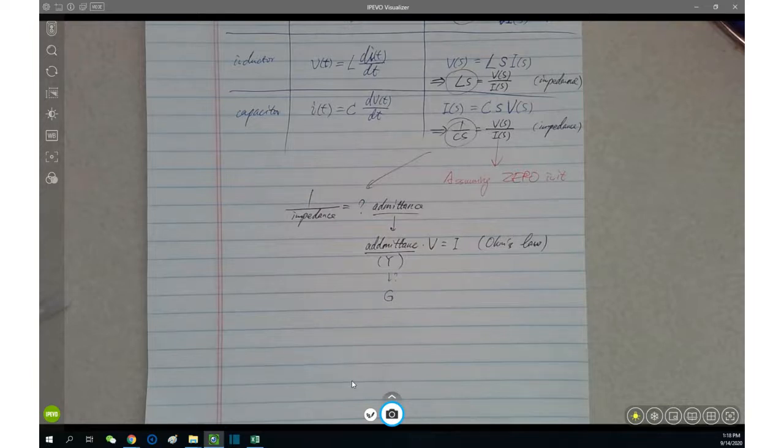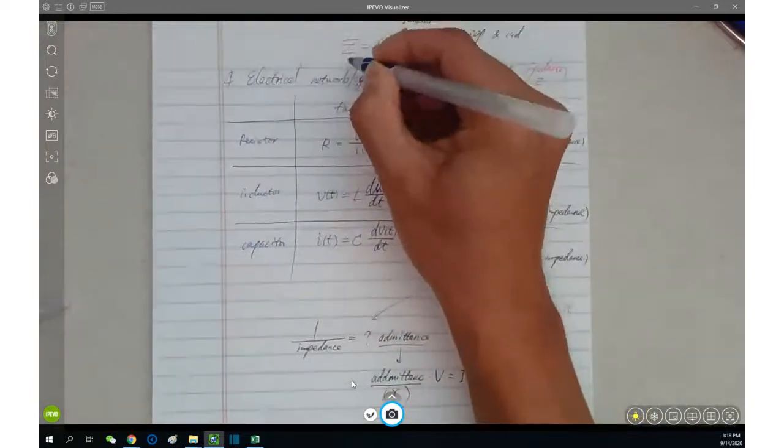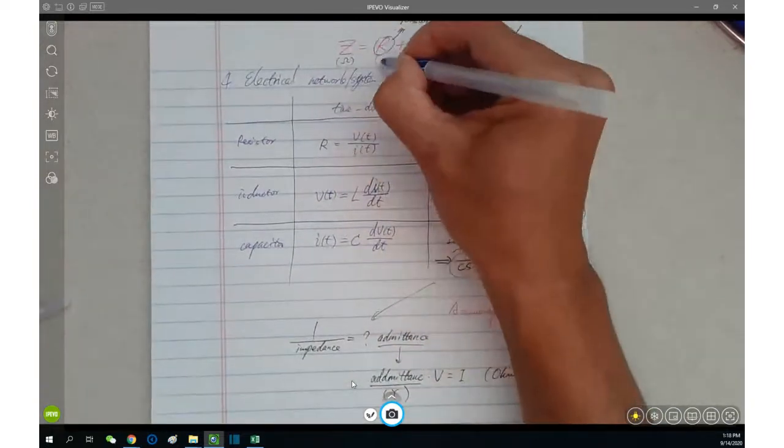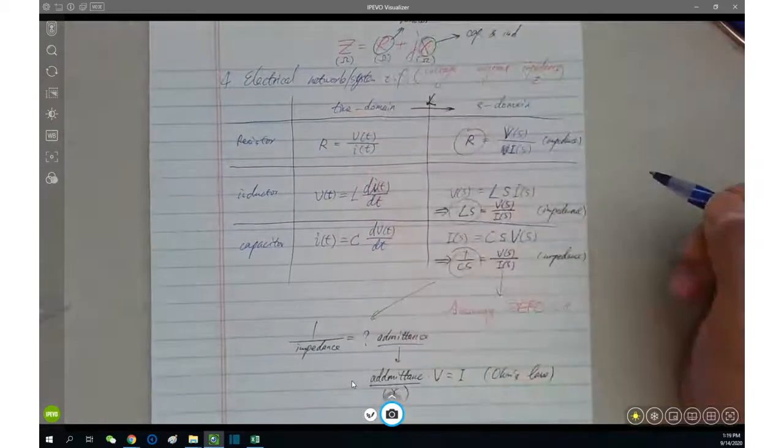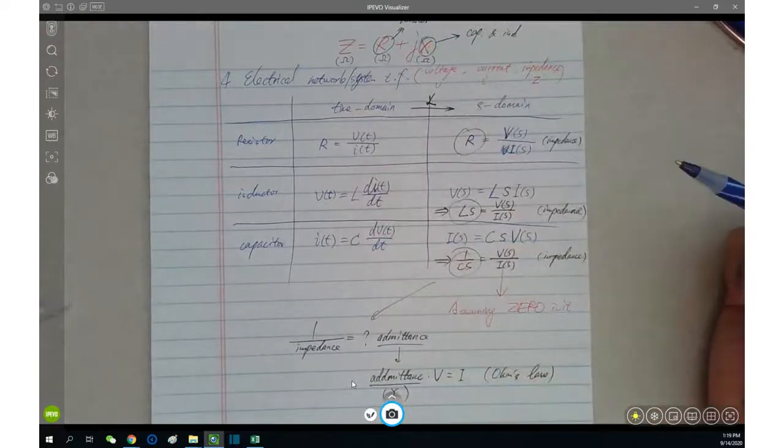Not quite. The unit of admittance is what? Siemens, correct. The unit of G is what? The unit of G is Siemens as well. Just like impedance, ohm. All of them are uniform.